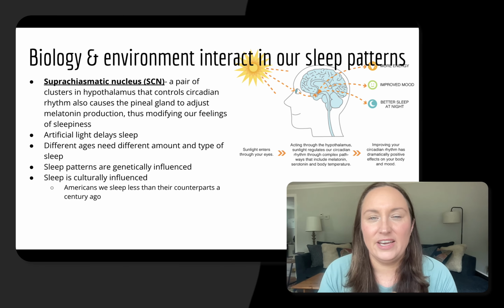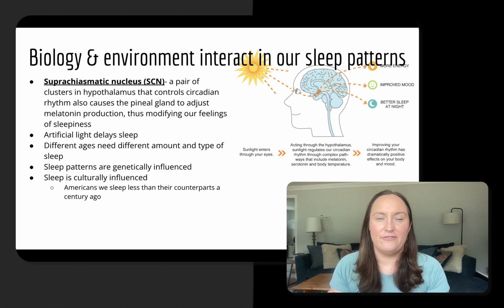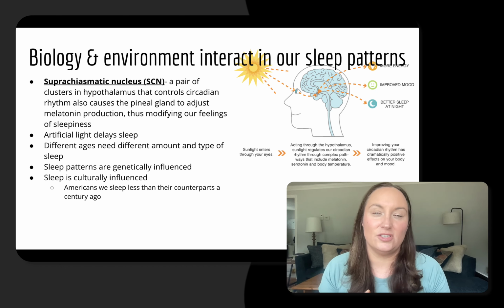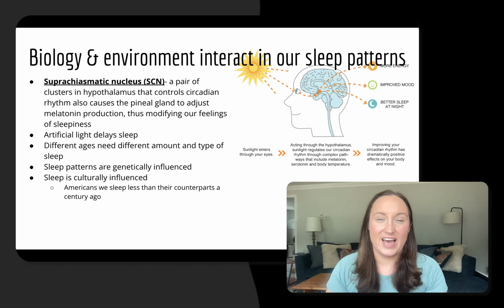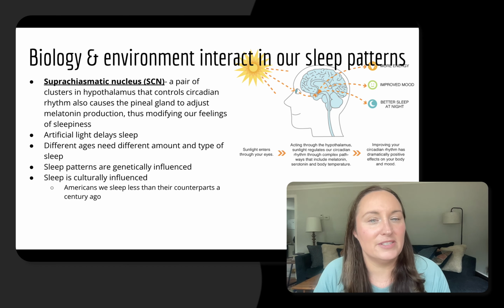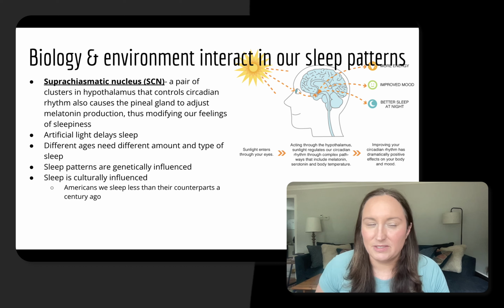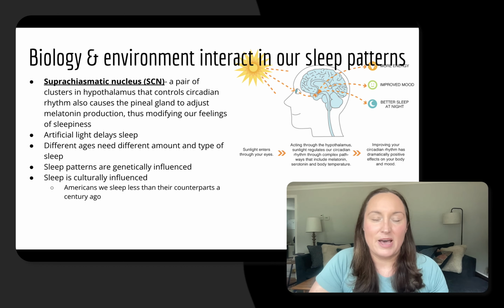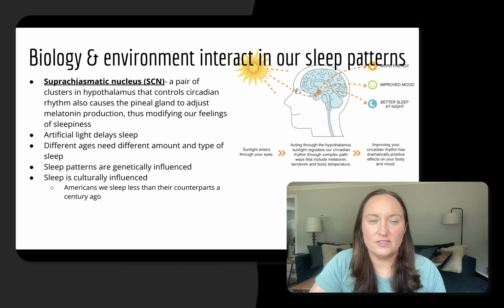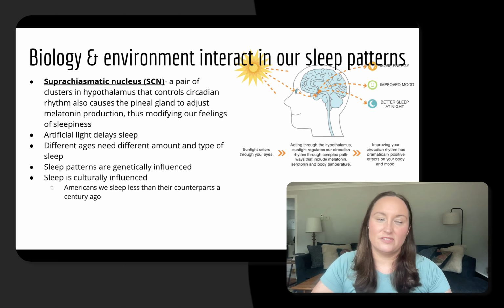Okay, so regulating our circadian rhythm and falling asleep, there's something called the suprachiasmatic nucleus, or the SCN. These are a pair of clusters in the hypothalamus. Remember all of the things the hypothalamus is responsible for. The suprachiasmatic nucleus controls our circadian rhythm. It also causes the pineal gland to adjust melatonin production, which helps us fall asleep and feel sleepy.